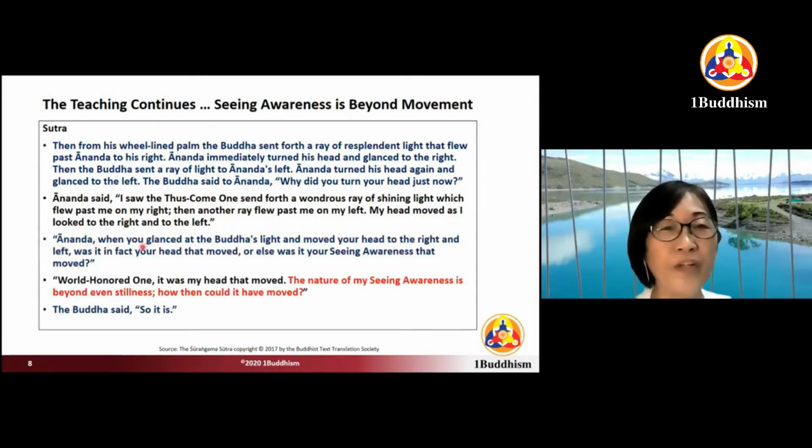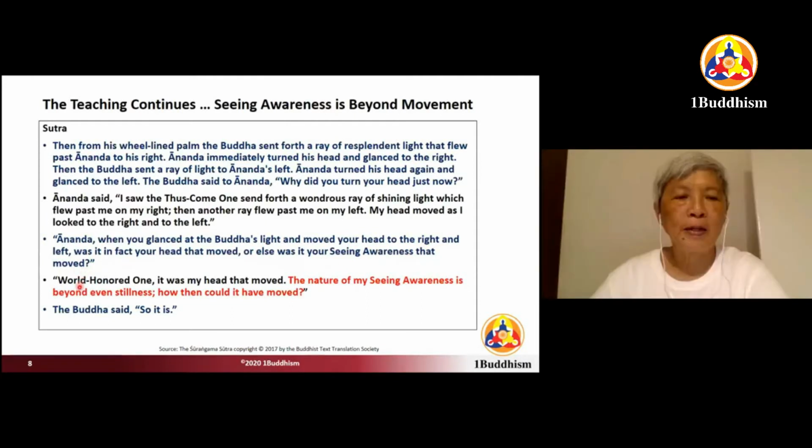"Ananda, when you glance at the Buddha's light and move your head to the right and left, was it in fact your head that moved? Or else was it your seeing awareness that moved?" "Well-Honored One, it was my head that moved."